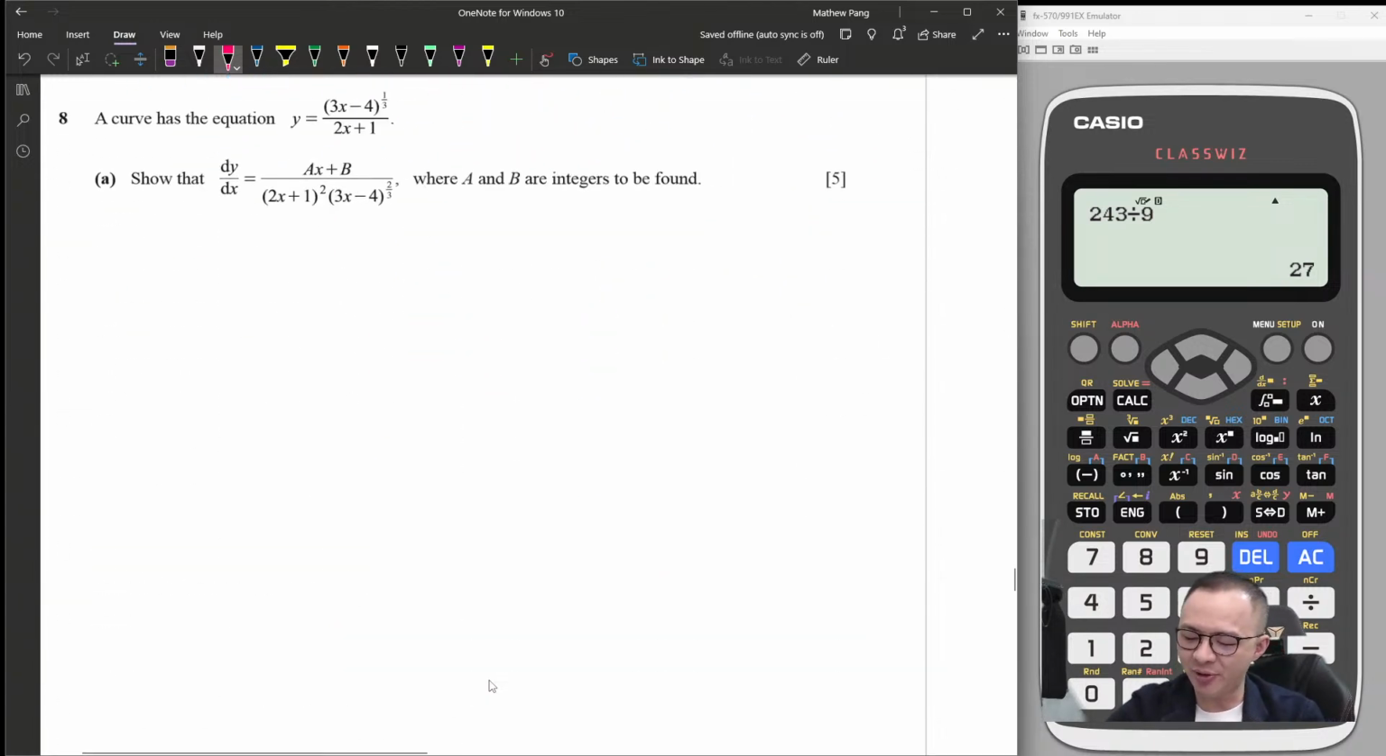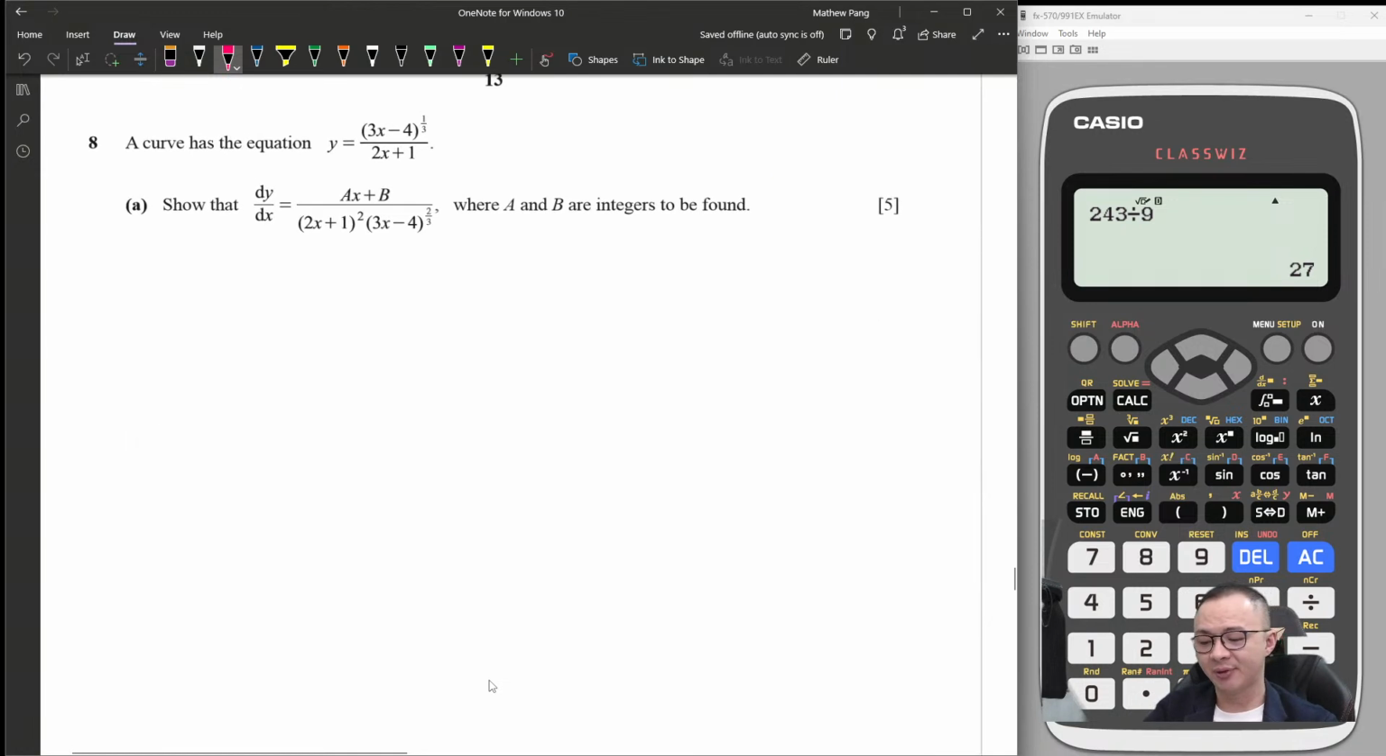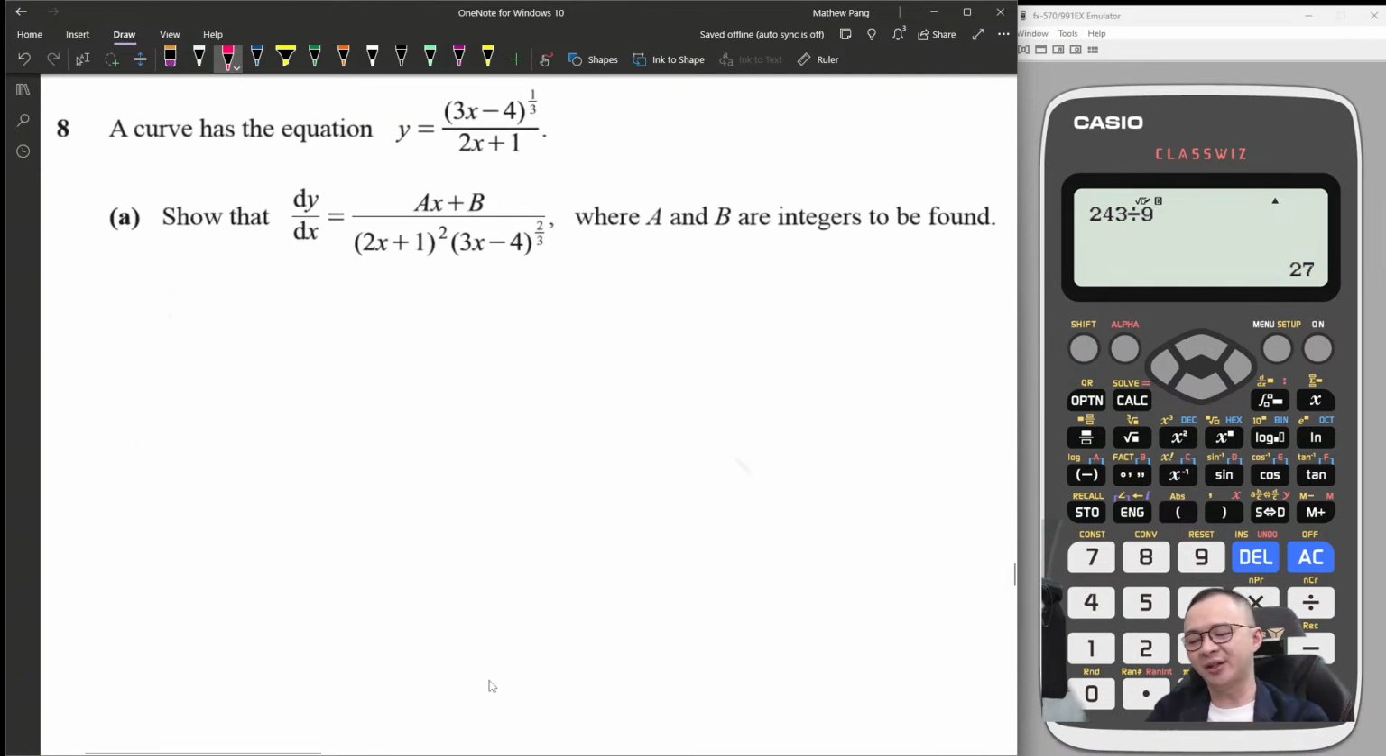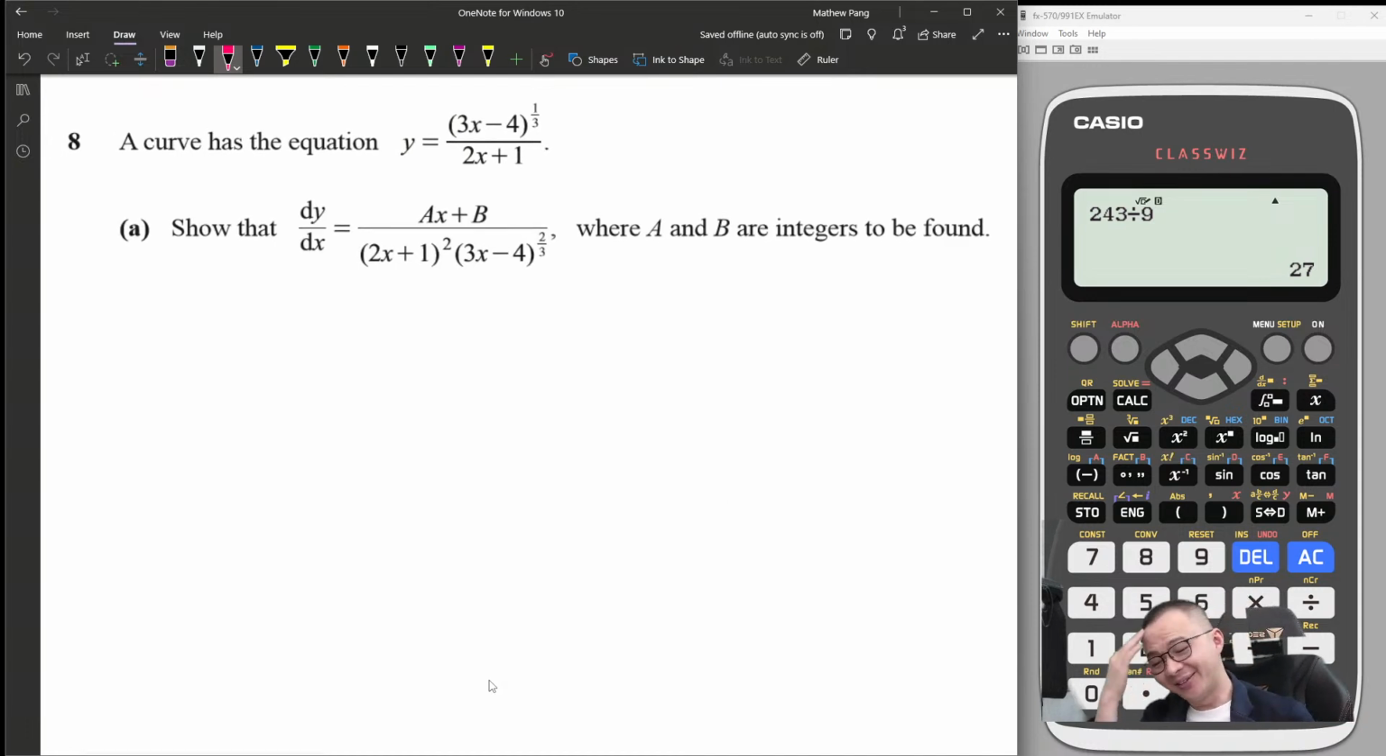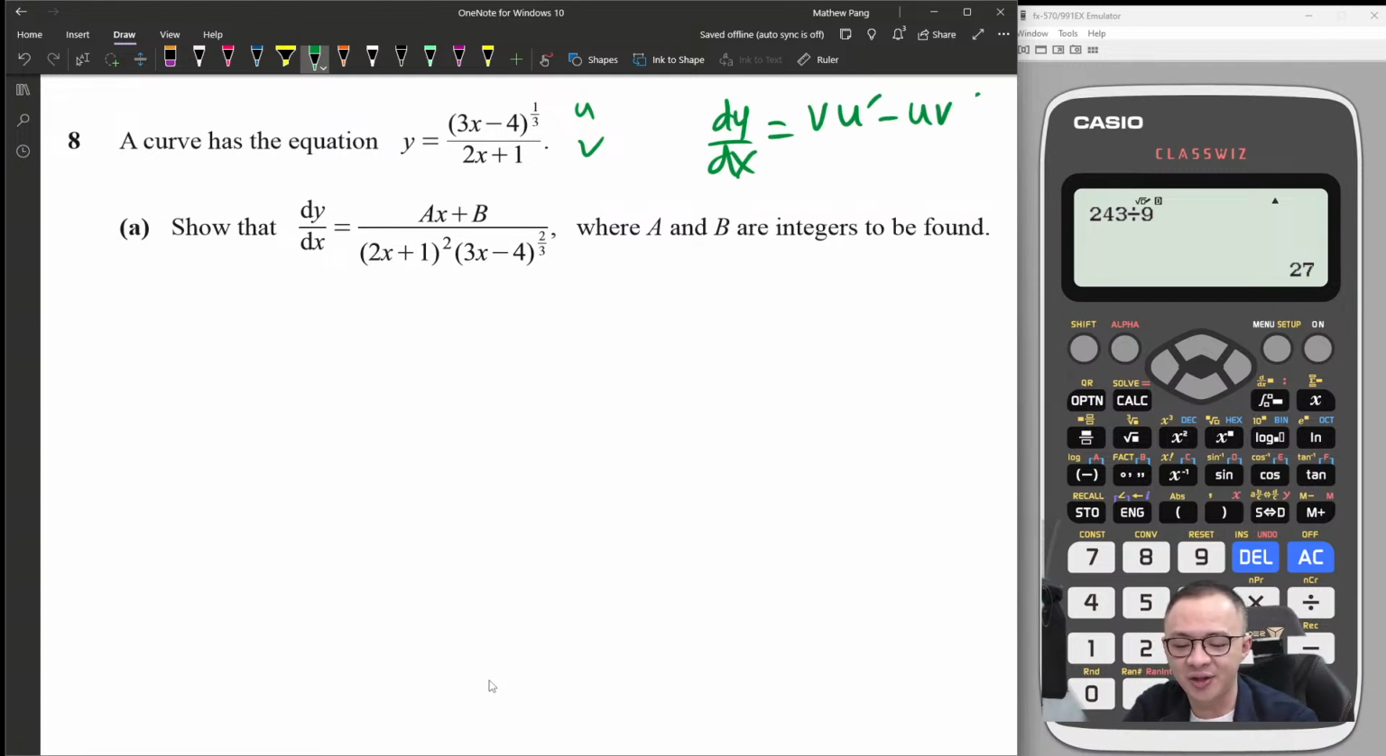Okay, done. One more question, number 8. Okay, differentiation, quotient rule. But this time they give a lot of weird powers. So let's do it. Alright, this is u, this is v. Just in case some students cannot memorize the formula: v differentiate u minus u differentiate v, over v square. Okay, we need to do this one.